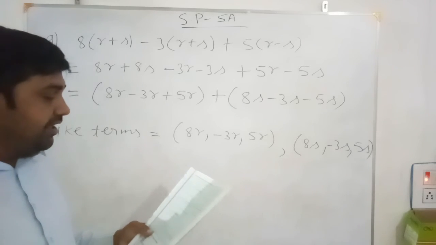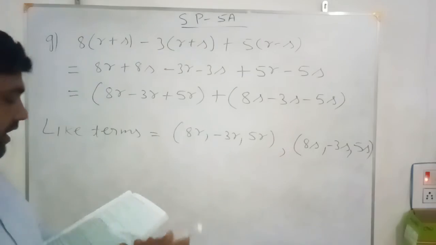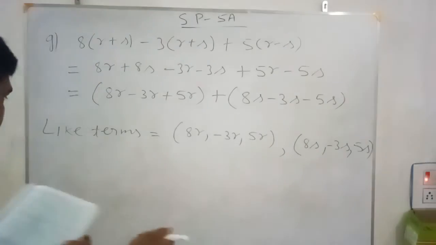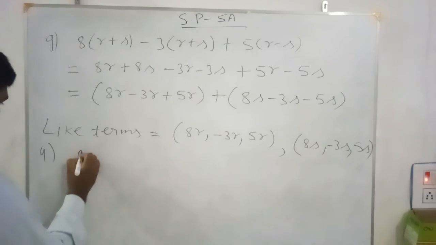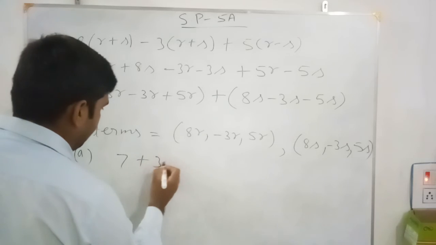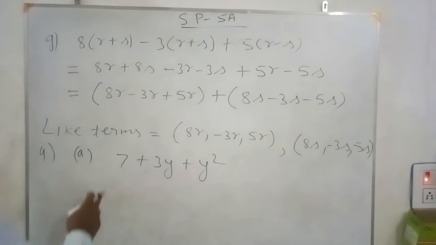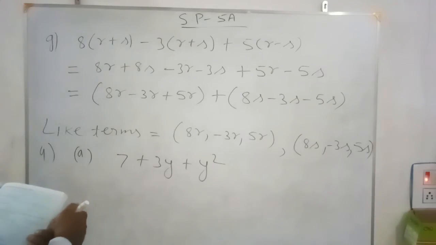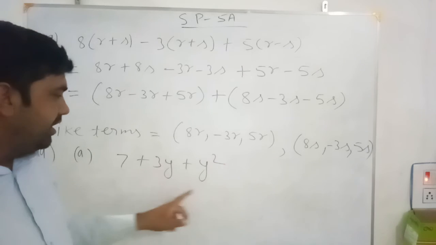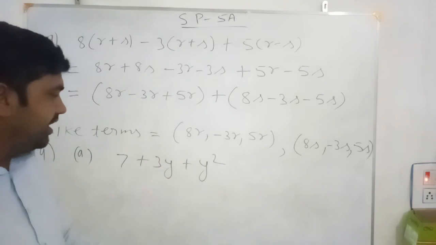Next is to state the degree of each polynomial in question number 4. Whatever the maximum power of the variable, that is called the degree. So see question number 4a: 7 plus 3y plus y square. What is the degree of this polynomial? The degree of y square is 2, the degree of 3y is 1. So the maximum power is called the degree of the polynomial. So the degree is 2.